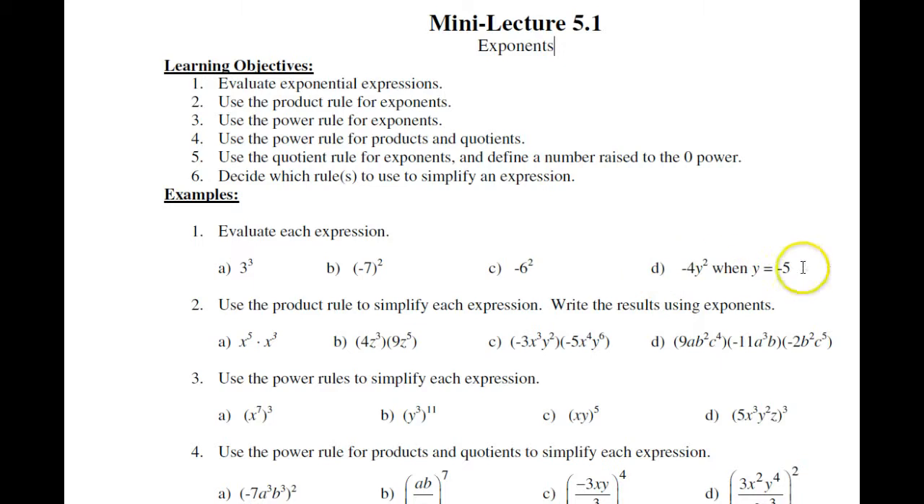Now for letter D, we want to evaluate. We have here a -4. Now they're saying y is a -5. So put it in a parenthesis that we will square. So -5 times -5 makes this a positive 25, times a -4 gives us a -100.